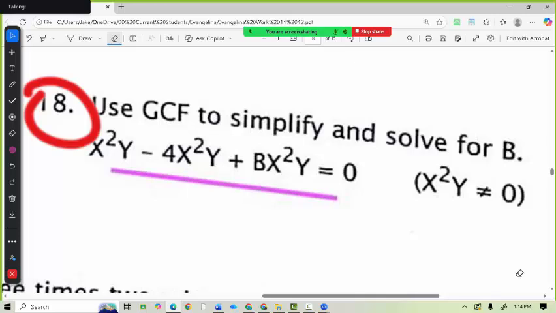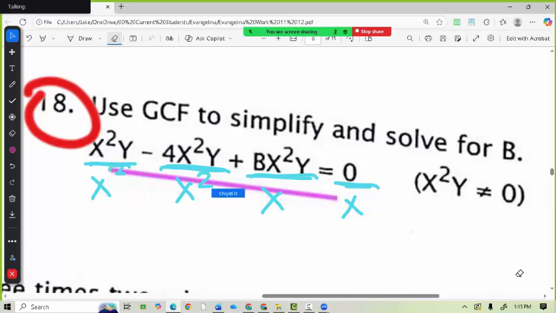Here, use the GCF to simplify and solve for b. So just like the other ones where we were trying to figure out what can go into each term here, what can we take out of each term so we have an easier problem to work with. So if we look at it, they all have an x, so we could divide everything by x. And then 0 divided by x is just 0.